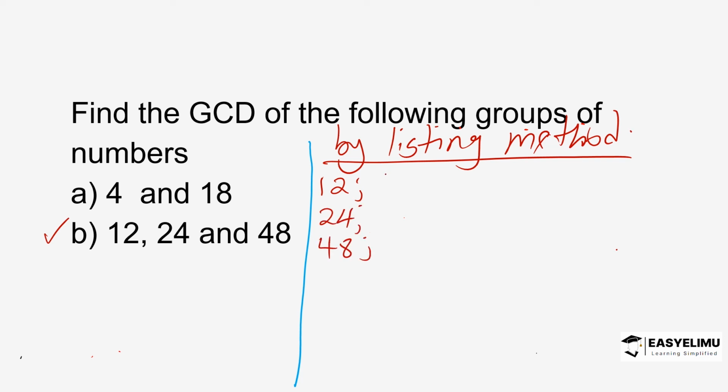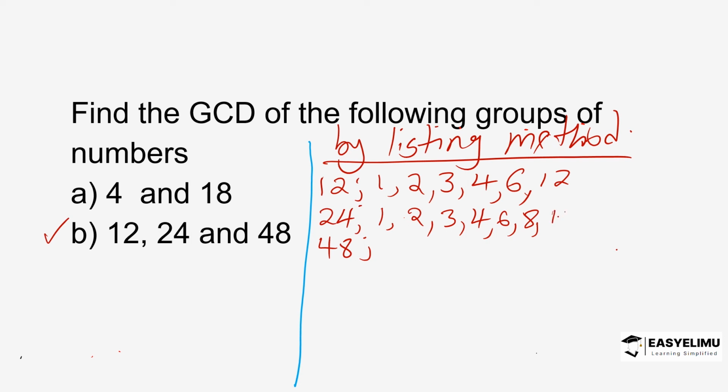So we list their factors here, like the factors of 12, we have 1, we have 2, we have 3, we have 4, we have 6, and we have 12. So once you reach halfway this, then you know the next factor is going to be the number itself. For example, 24 here, we have 1, we have 2, we have 3, we have 4, we have 6, we have 8, and then we have 12. And then, of course, once we are halfway, then you know the next one is going to be 24.